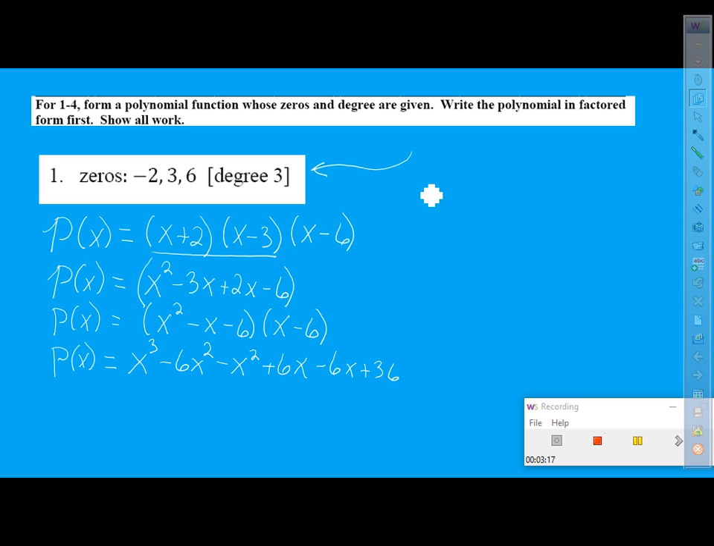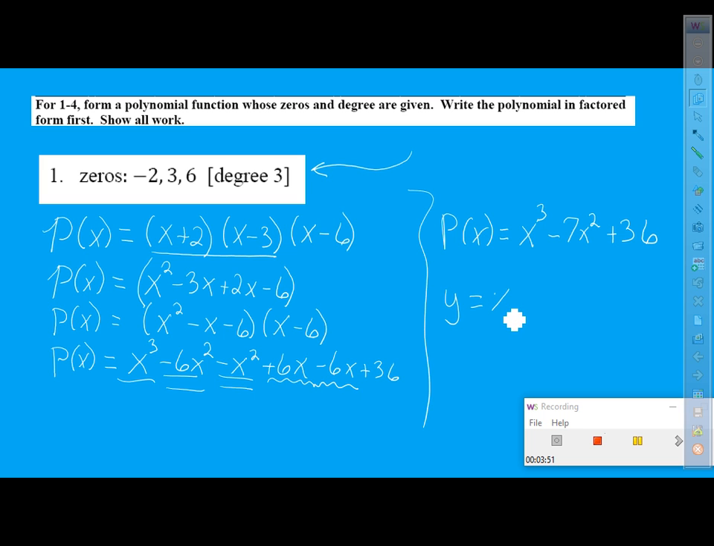Now simplify all your like terms. So I'm going to have a polynomial to be x cubed, -6x squared and -1x squared make -7x squared. +6x and -6x cancel each other out. So I've got plus 36. So there's my polynomial.